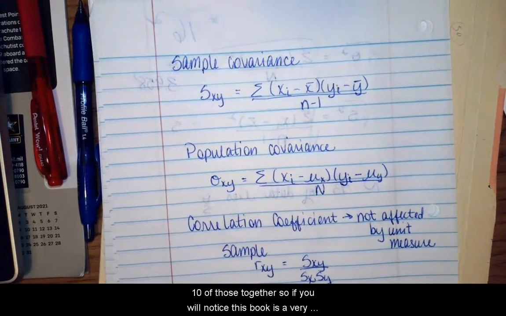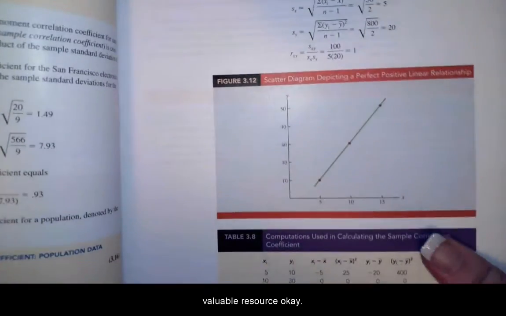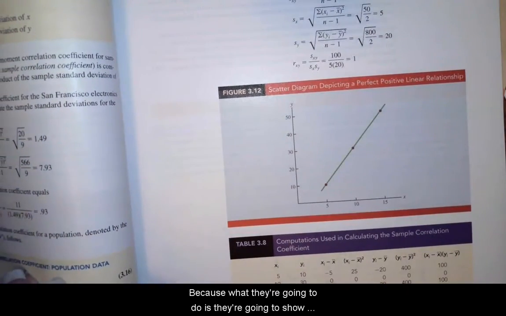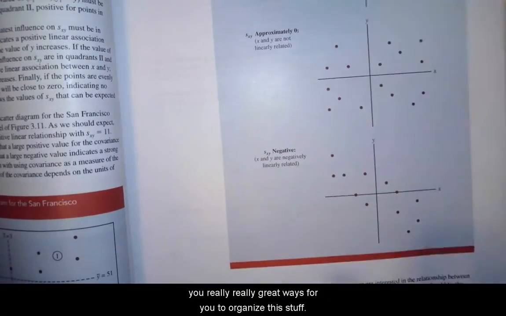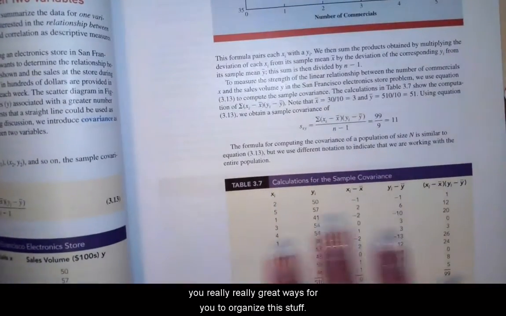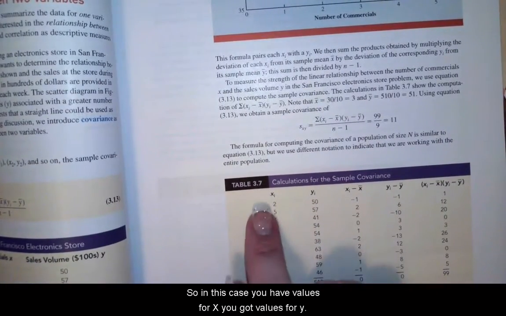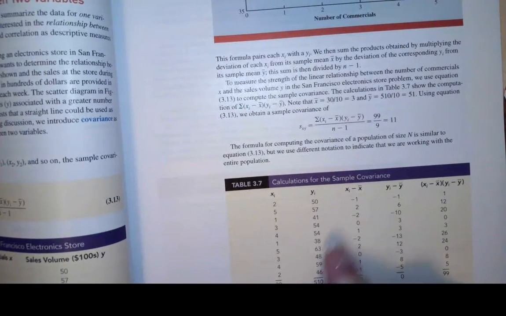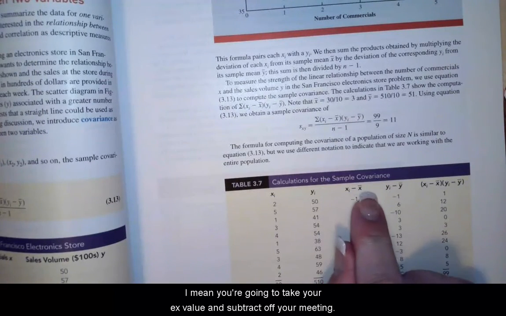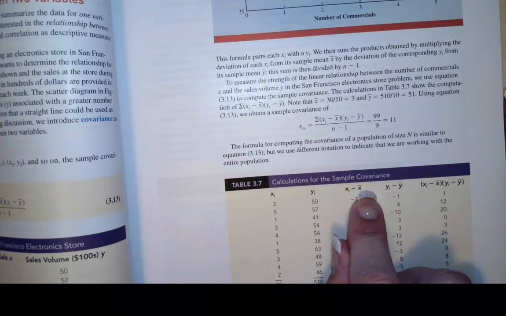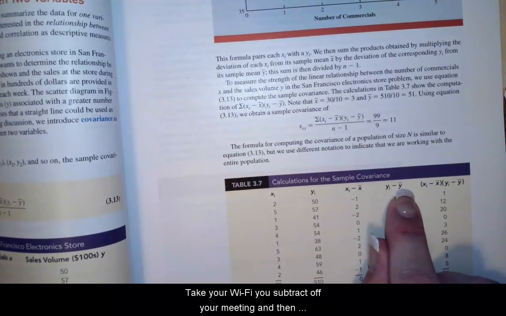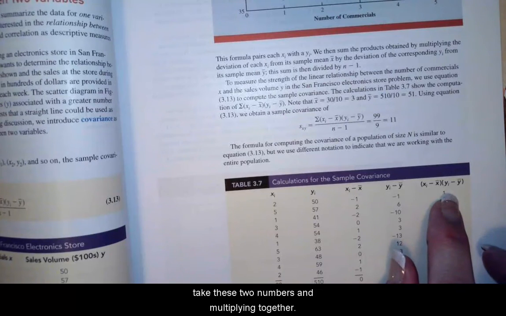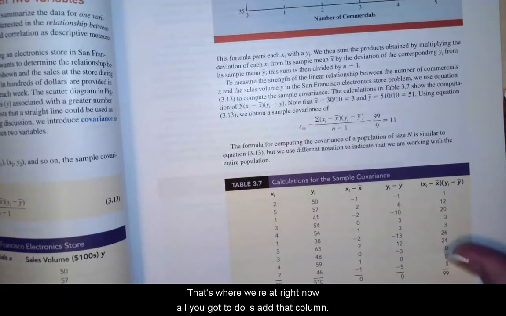So if you will notice, this book is a very valuable resource, okay? Because they're going to show you really great ways for you to organize this stuff. So in this case, you have values for x, you've got values for y. And then you're going to take your x value and subtract off your mean. Take your y value, subtract off your mean. And then take these two numbers and multiply them together. Okay, so that's where we're at right now.